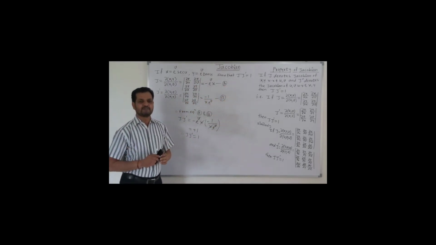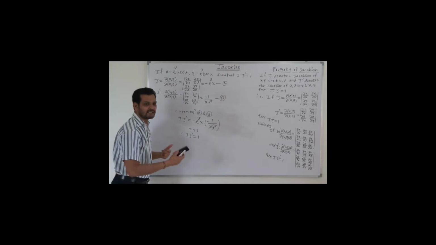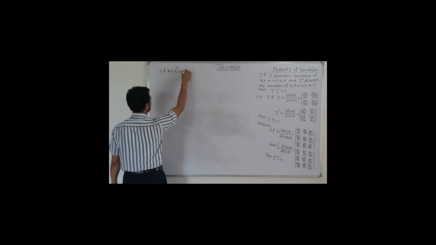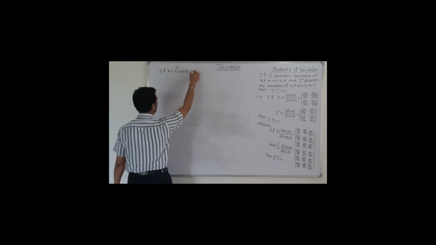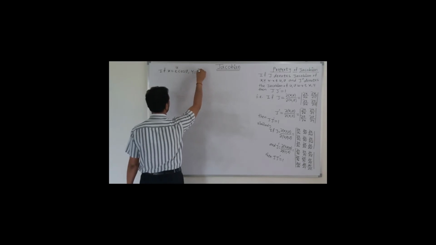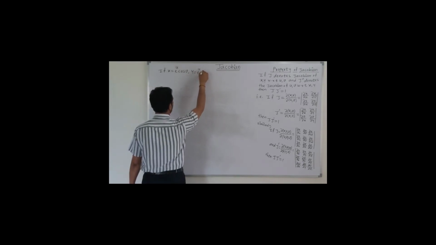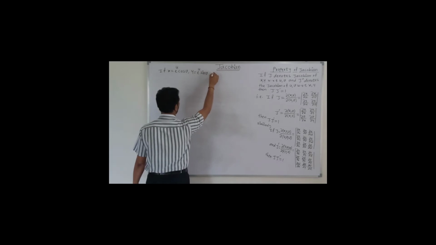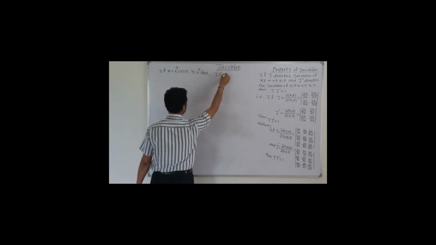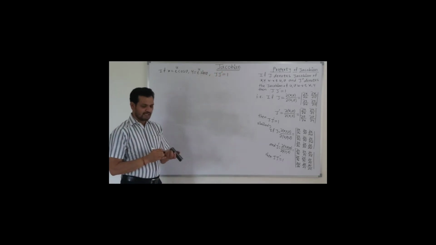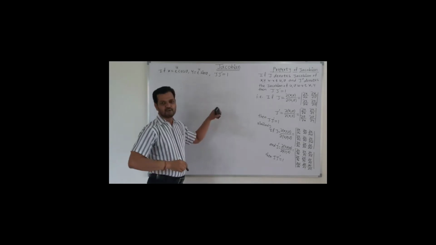So friends, this is one of the examples. Now let's take the next example. The example is: if x is equal to e raised to u cos of v, and y is equal to e raised to u sine of v, then prove that j into j dash is 1.